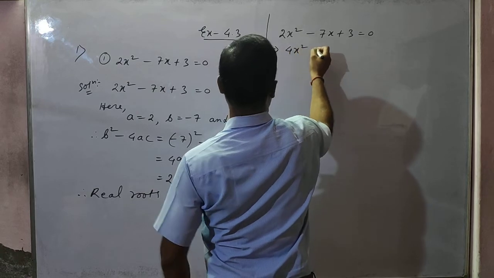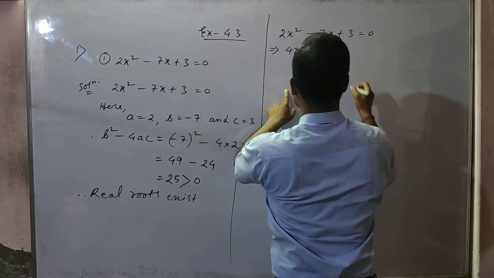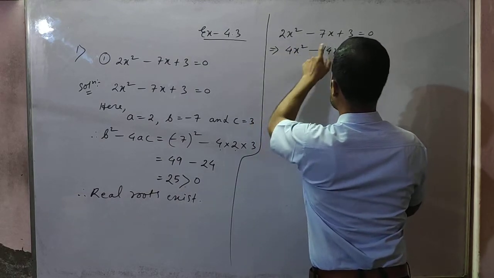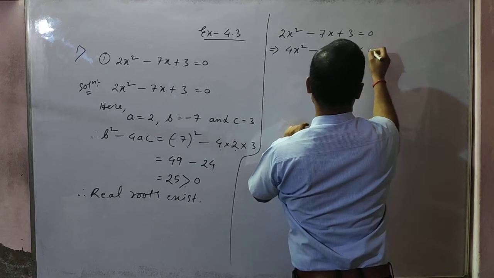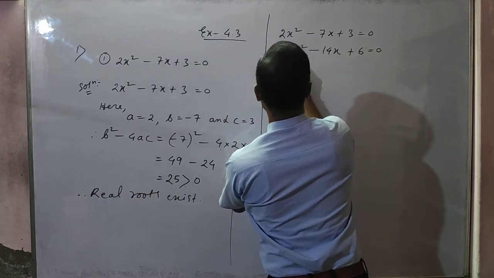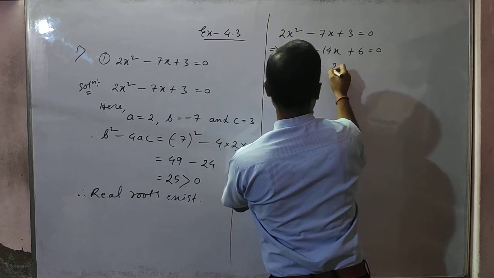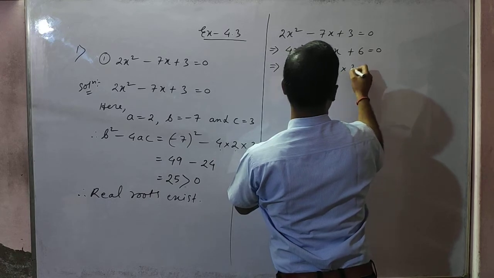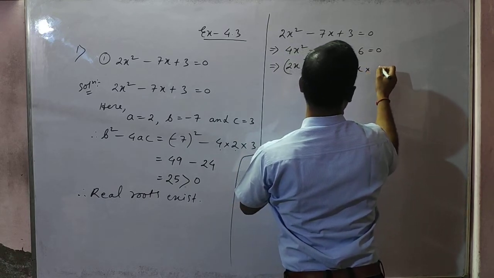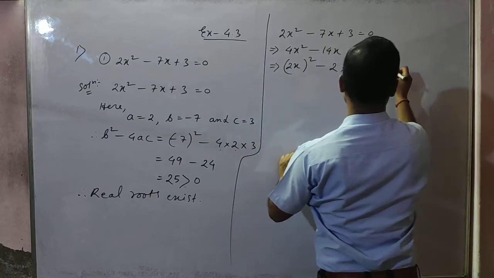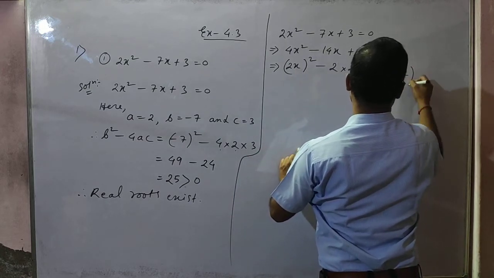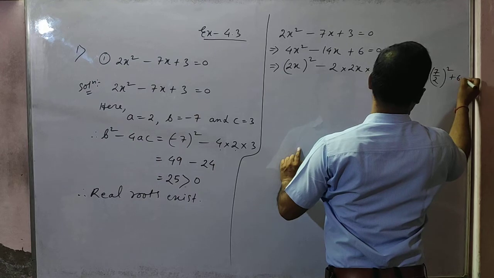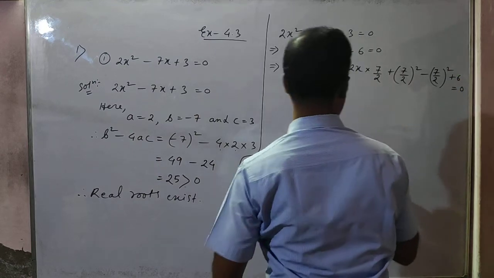So multiply by 2: 4x square minus 14x, isn't it? 2 into 2 into 2 is 4, 2 7s are 14, 2 3s are 6. So a square minus 2 into a into b by 2 plus b by 2 whole square minus b by 2 whole square plus 6 is equal to 0.